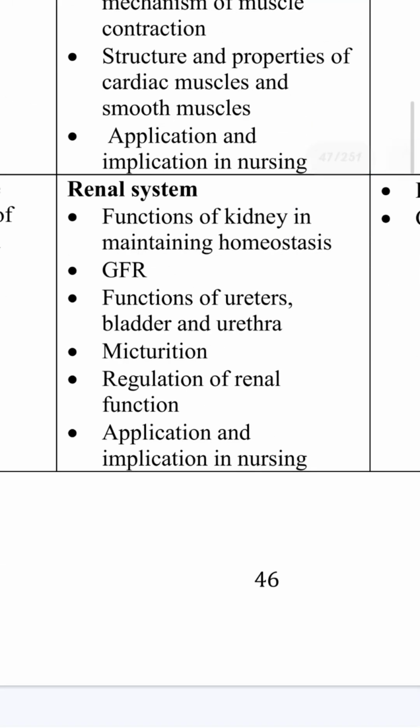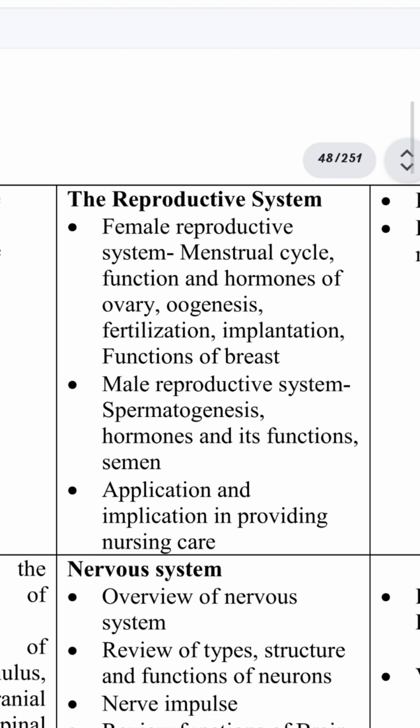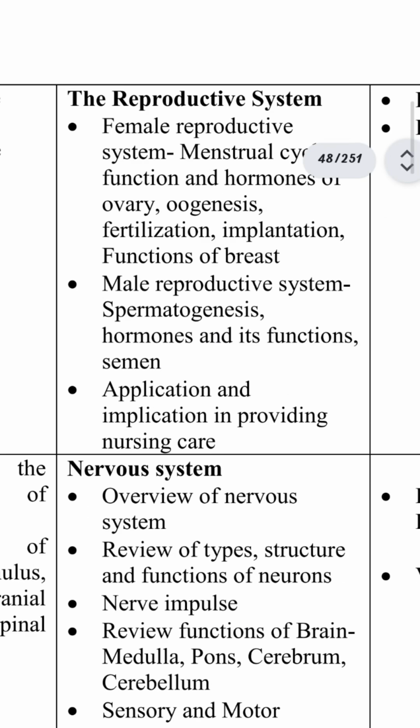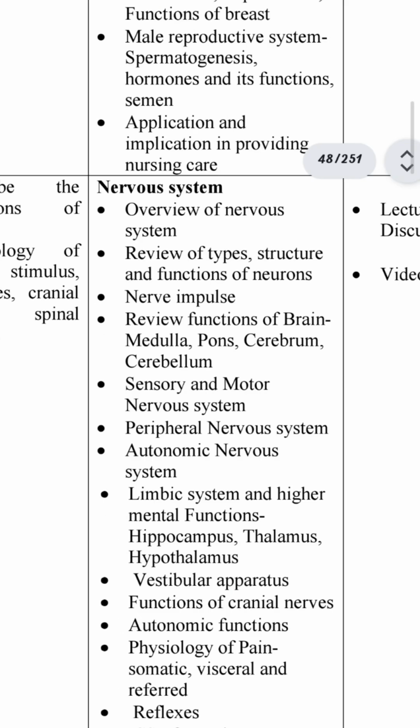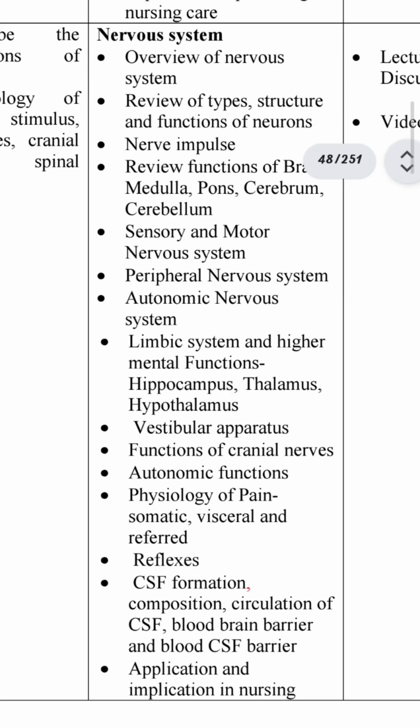And the renal system, you have to study kidney function. And the reproductive system, you have to study these topics. So this chapter is most important. The nervous system is also an important chapter. You have to study it in more detail. This chapter is very fast.